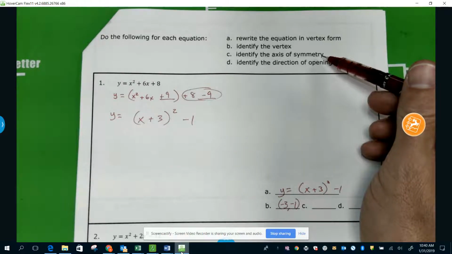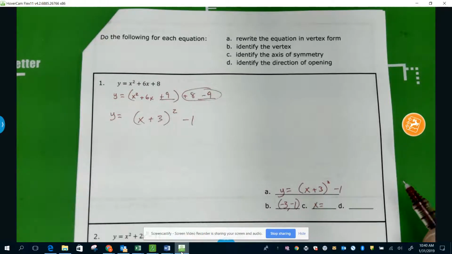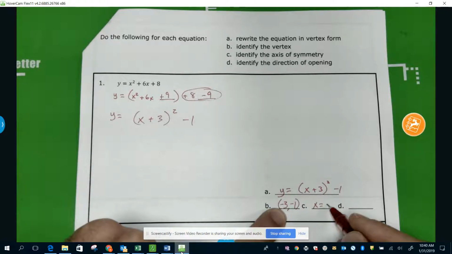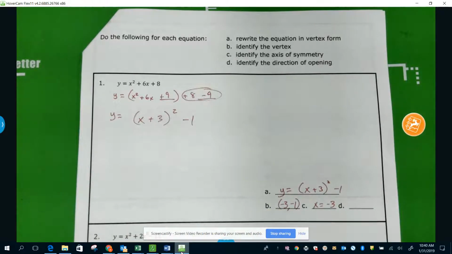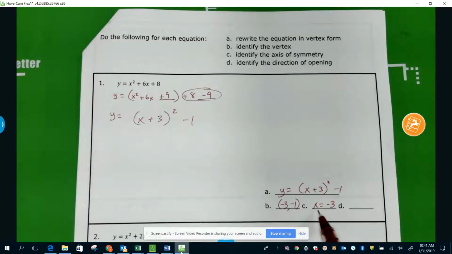The axis of symmetry, that invisible line that's going to cut our parabola in half, always needs to be x equals. And so it's always the x value of my vertex. The x value of my vertex is negative 3. So that's the axis of symmetry: x equals negative 3. It's going to be a vertical line straight up and down, cutting through the x-axis at what number? Cutting through the x-axis at negative 3.